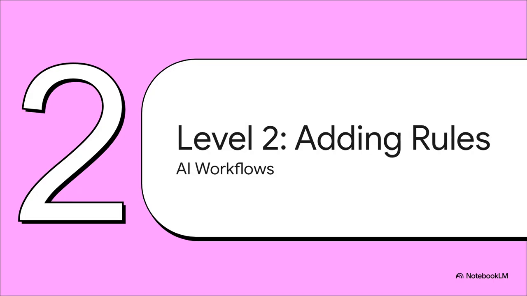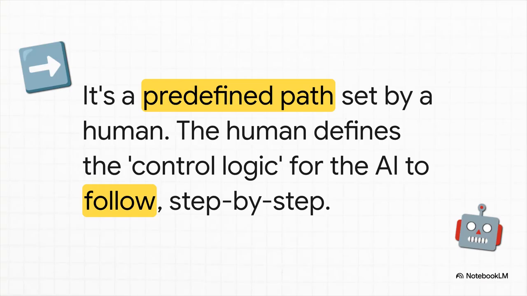Okay, so how do we get around those limits? Well, that brings us to Level 2, adding some rules. This is where we get into something called an AI workflow. So what's an AI workflow? Think of it like a recipe. It's just a set of instructions, a predefined path, that a human, that's you, creates for the LLM to follow. So instead of just one prompt and one answer, you're telling it, okay, when this thing happens, I want you to do step 1, then step 2, then step 3. You are still the one calling the shots. You're defining all the logic.